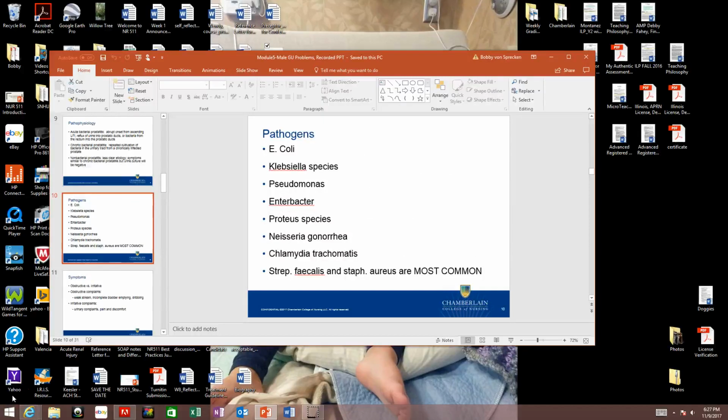In acute and chronic bacterial prostatitis, the most common gram-negative bacteria are E. coli, Klebsiella species, Pseudomonas, Enterobacter, Proteus species, gonorrhea, and chlamydia. The most common causative gram-positive bacteria are Streptococcus faecalis and Staphylococcus aureus.